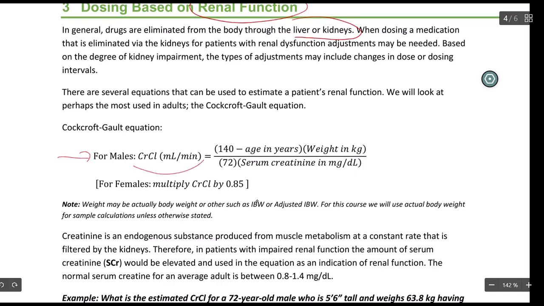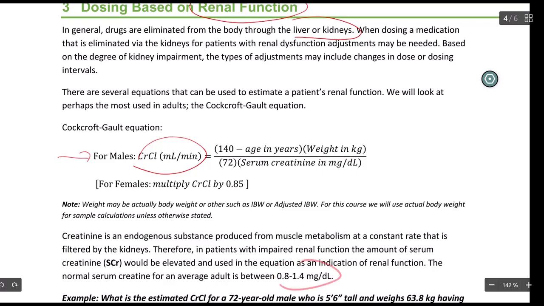So creatinine, as you see down here, is a substance that's in our body, and in general, I can describe it as something that's produced by your muscles, and it's excreted and filtered through your kidneys at a constant rate. Therefore, somebody with renal impairment, if you measured their serum creatinine, you would see elevations. An average adult is going to be about 0.8 to 1.4 milligrams per deciliter, an average range for a creatinine level. So as they get higher, you will see the person probably suffering from renal impairment.